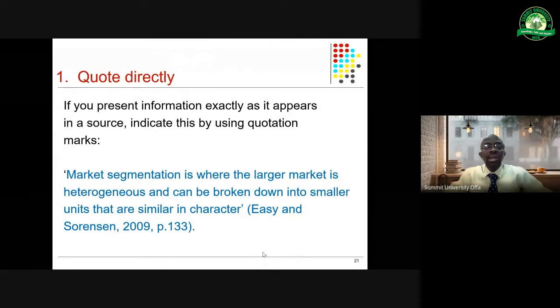So let's look at this one. When you are quoting directly, what we have here as an in-text citation is more or less MLA or APA format, where you use the author's name. But what I want us to pay attention to is putting whatever you are quoting in quotation marks. If you present information exactly as it appeared, then you must use quotation marks. That is what I'm sharing there.